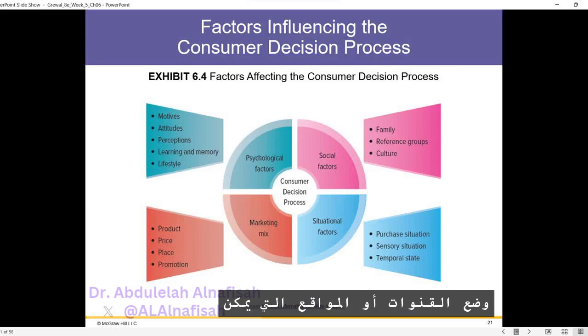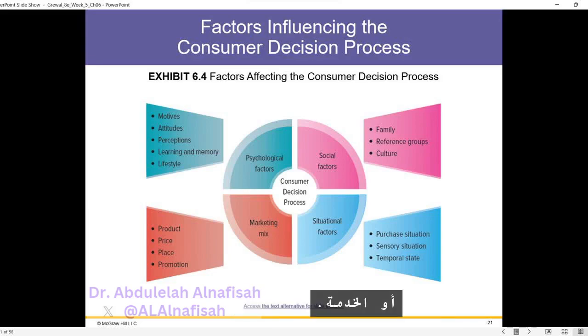Place, the channels or locations where consumers can access or obtain a product or service. Distribution strategies and convenience influence consumer accessibility. Promotion, the activities or messages that inform, persuade, or remind consumers about a product, brand, or service. Marketing communications, advertising, and sales promotions impact consumer awareness and perception.